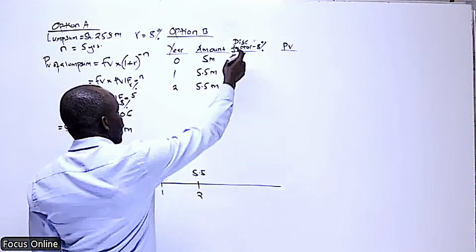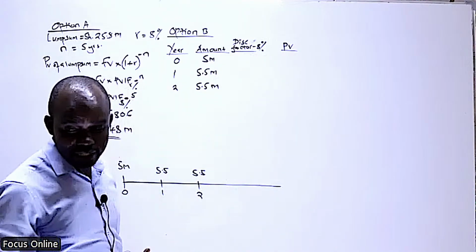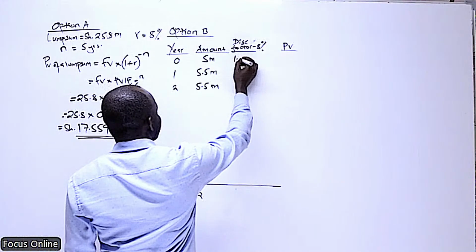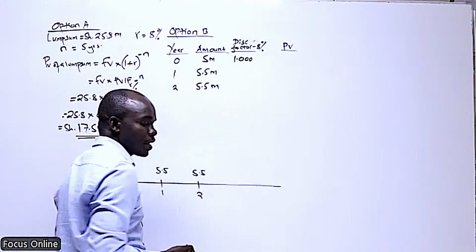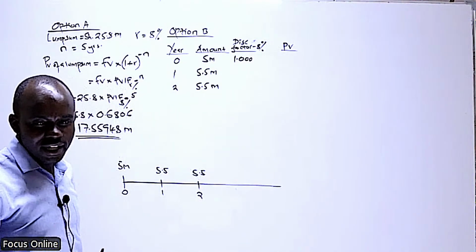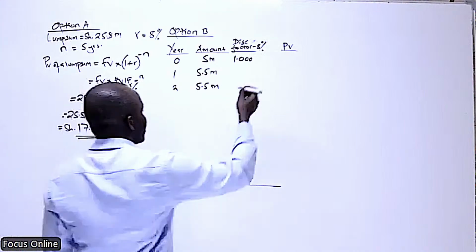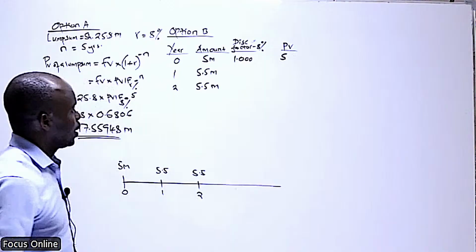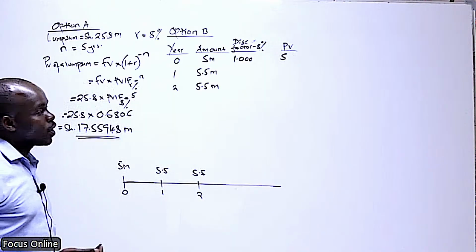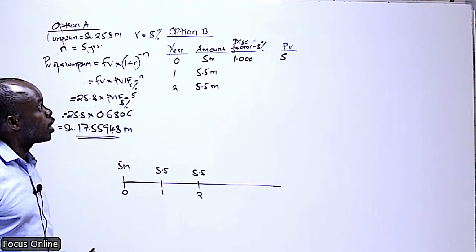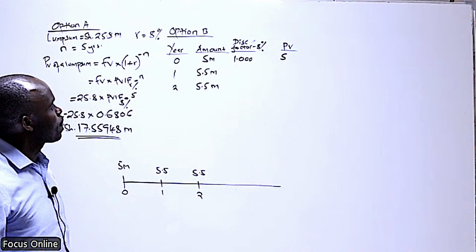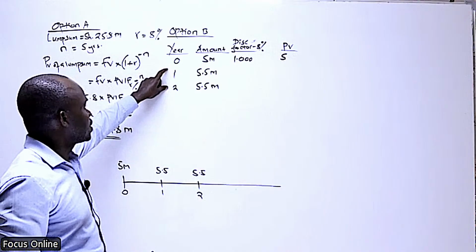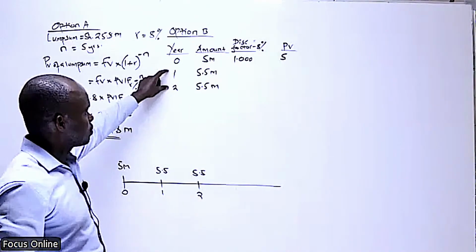So here, at year zero, the present value interest factor is 1, because it is in present value terms. And that is what we are looking for. So here we will have 5 million. How about 8% at period 1, 8% at period 2? Note, this is an annuity. I will show you 2 ways of doing this.